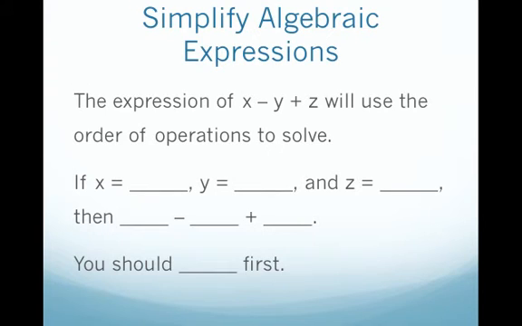Again, you're going to put in numbers for x, y, and z in the first three blanks, and then you're going to substitute them into the expression x minus y plus z in the next three blanks. And then using the order of operations, what should you do first goes in the last blank.